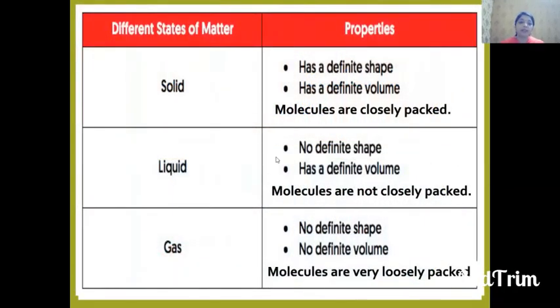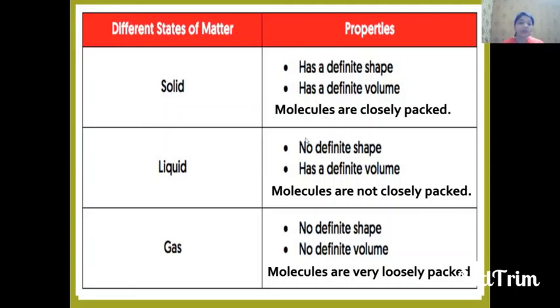Children, here I have given a tabular form of different states of matter and their properties. Just have a look at it. Solids. What are the properties of solid there? Solid has definite shape, definite volume, and molecules are closely packed, right? What about liquids? Liquids have no definite shape, have definite volume, and molecules are not closely packed. Gases have no definite shape, no definite volume, and what about the molecules in gases? They are very loosely packed, means they are very far from each other.